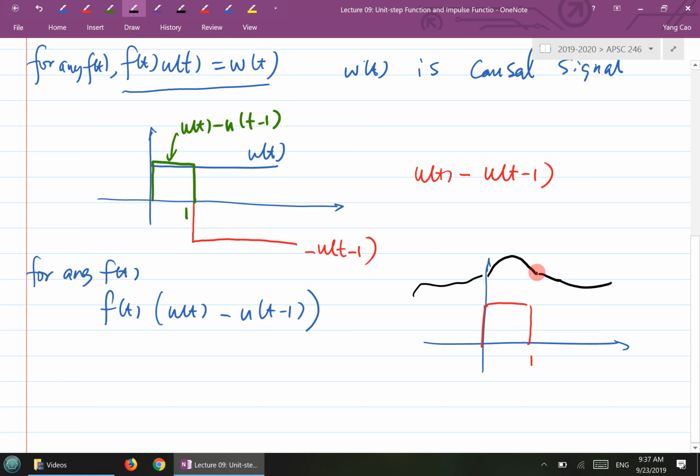So within the range, when you multiply this with the cookie cutter, this is what's left. So this portion here, let's use the green one, this portion is f of t times u of t minus u of t minus 1. And this is your original f of t.